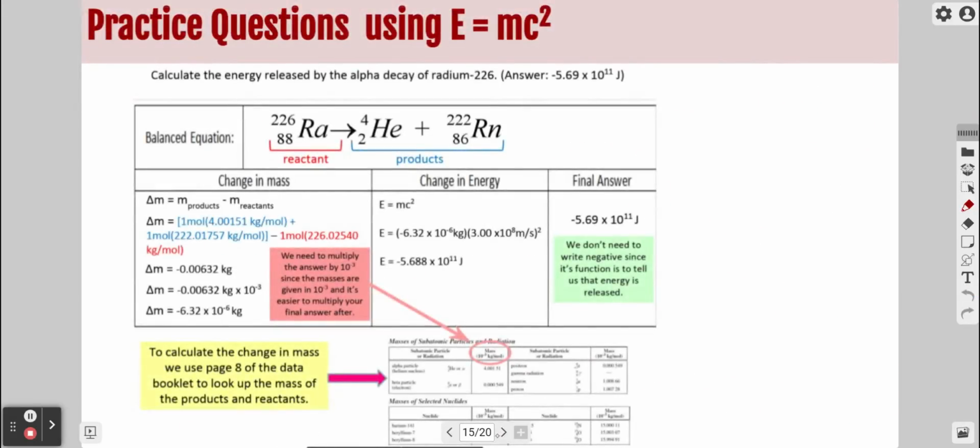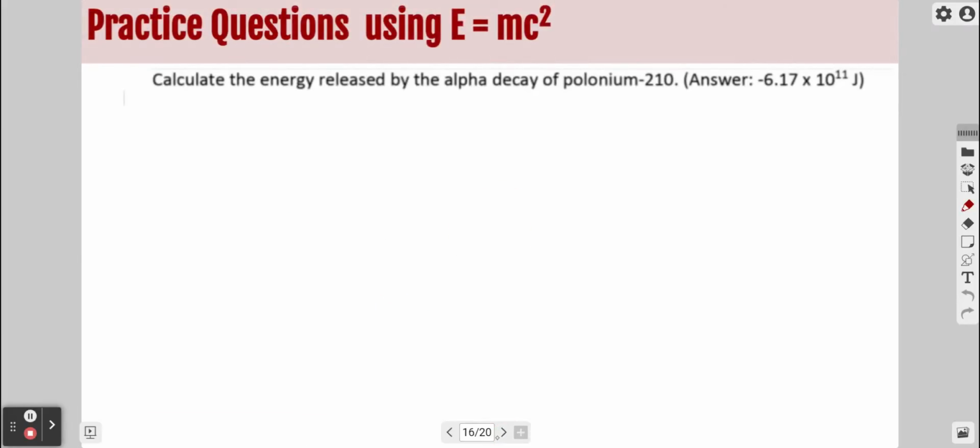So you have the answer keys right here. Make sure you go through this, do this on your calculator so you understand how to do that calculation. Definitely a little tricky if you haven't practiced it. All right, I'm going to do one more example, even though there's a few more in the lesson, and then you can use the answer keys that are provided to check your answers on the last two. Calculate the energy released by the alpha decay of polonium-210.